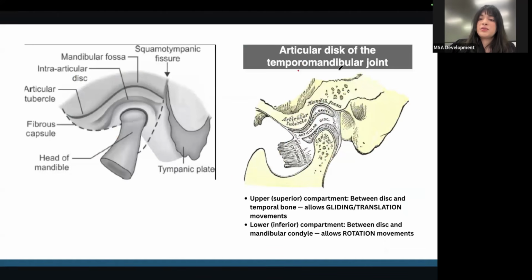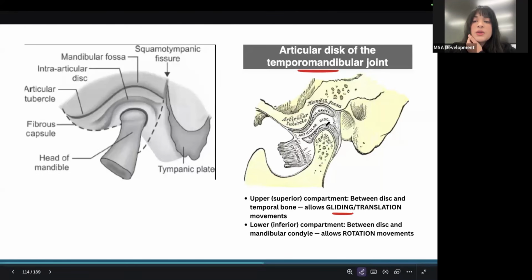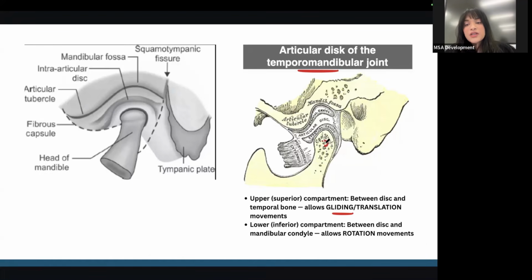The articular disc of the temporomandibular joints. You can see here, this is the articular disc in the middle. It basically divides the joint cavity into two. So you have the upper compartment here, between the disc and the temporal bone, and this allows gliding and translation movement. So the upper compartment is translation. The lower compartment is between the disc and the mandibular condyle. It allows rotation. So rotation occurs here at the condyle, and translation is at the top.